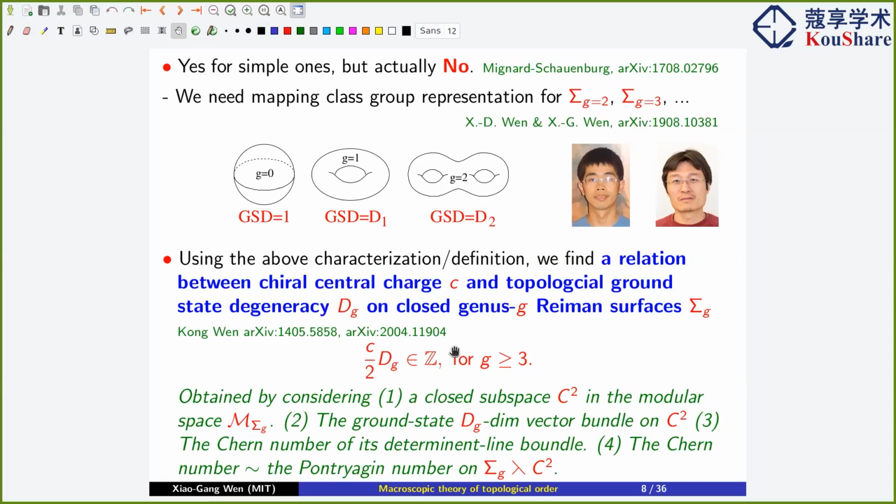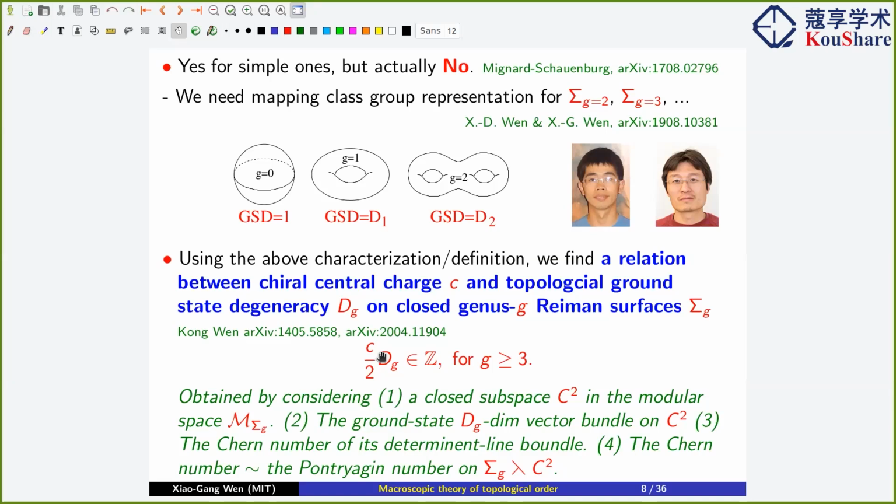That this Berry phase and the space-time topology have a relation. And this relation actually is similar to another relation in quantum Hall states. Maybe let's say for the bosonic quantum Hall states, we have a Hall conductance. The Hall conductance is like the central charge C. It's some kind of Berry phase. And then the Hall conductance and the ground degeneracy are related. So actually in quantum Hall states we have a similar relation.